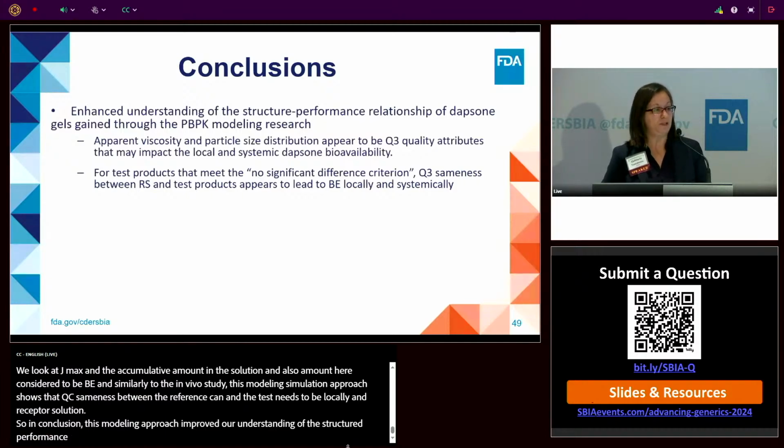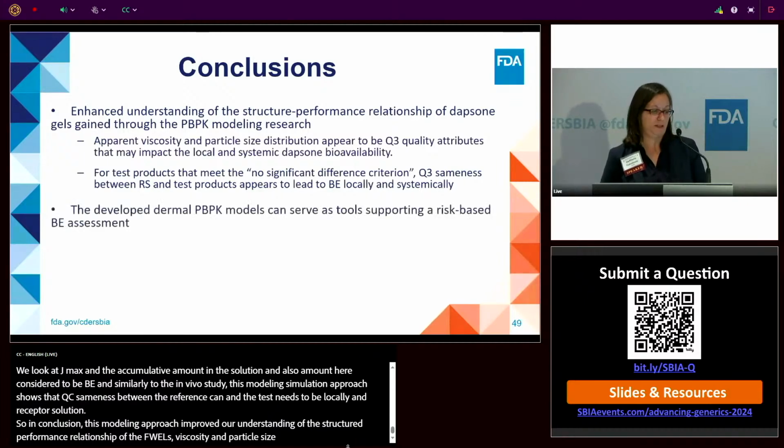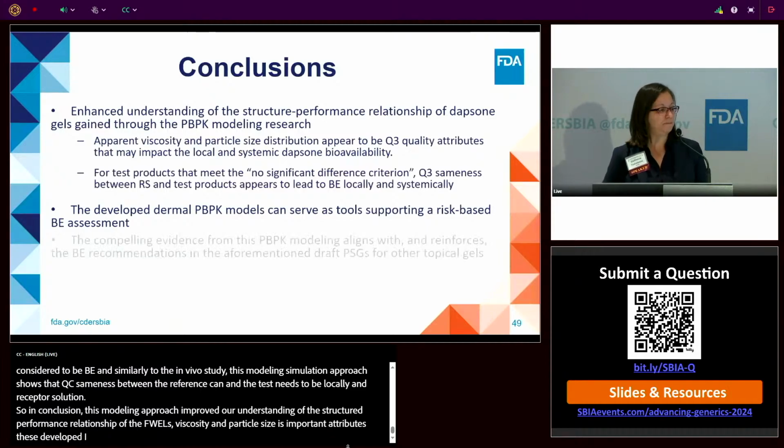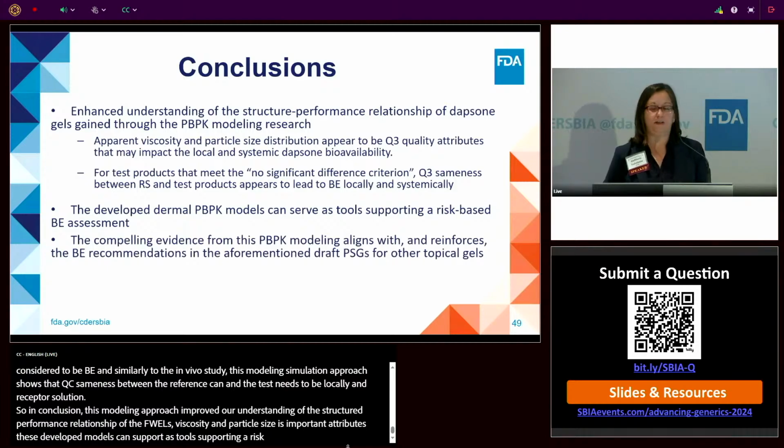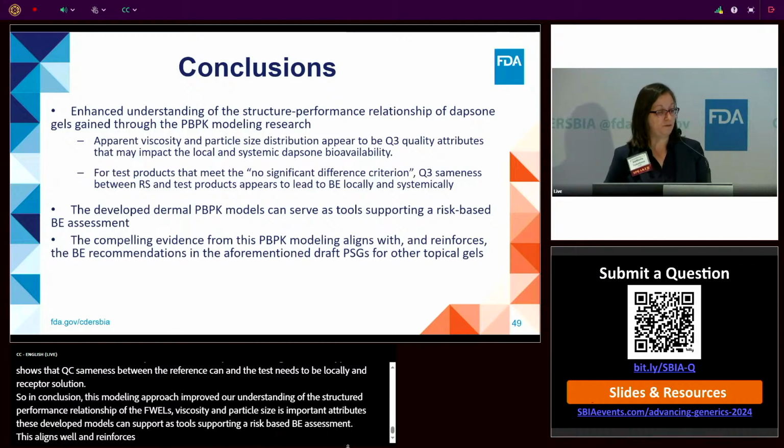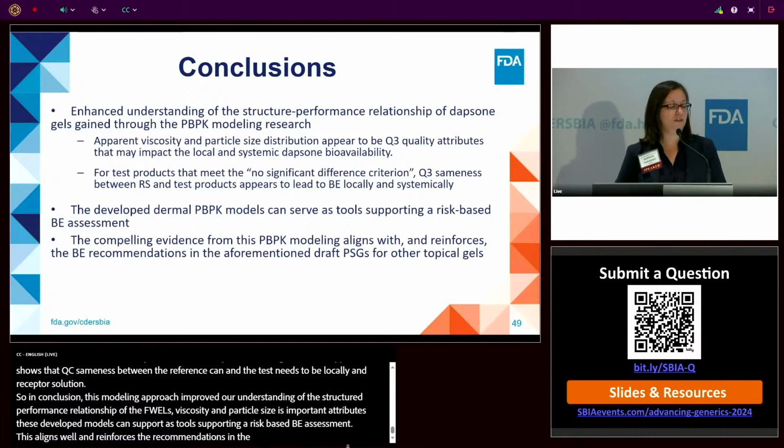Apparent viscosity and particle size were shown to be important Q3 quality attributes. And these developed models can serve as tools supporting a risk-based assessment. The compelling evidence from this PBPK modeling approach aligns well and reinforces the BE recommendations in the aforementioned draft PSGs for other topical gels, as Dr. Kelchen pointed out.